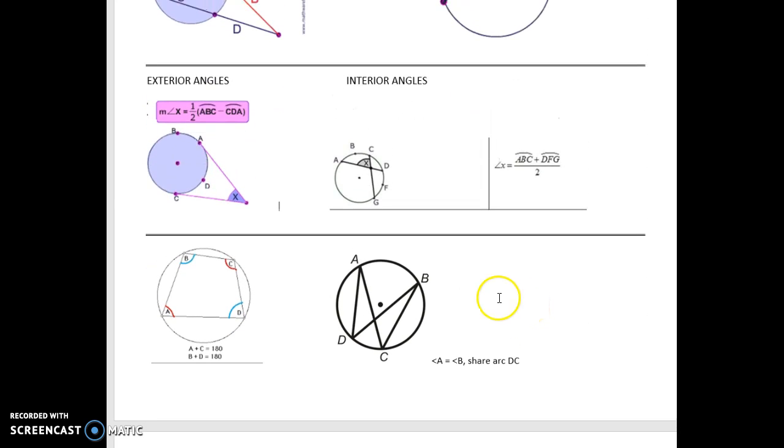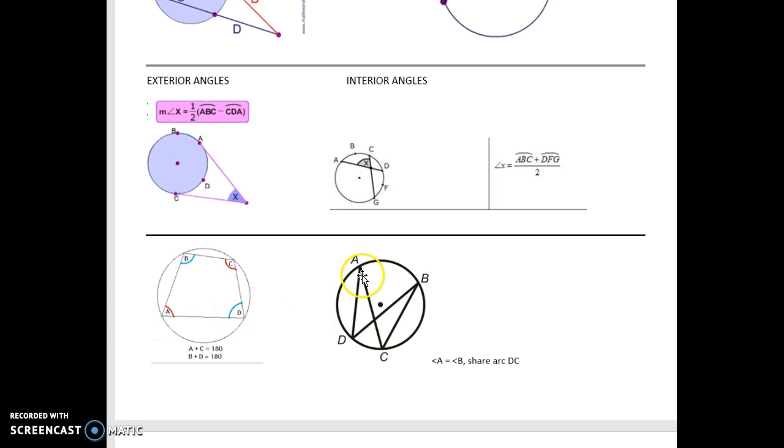And then the last two that are probably the most popular questions, if you have a quadrilateral inscribed in a circle, we learned this to be a cyclic quadrilateral. We don't see that very often, but we did learn it this year. And that's when opposite angles add to 180. So A plus C equals 180 and B plus D equals 180.